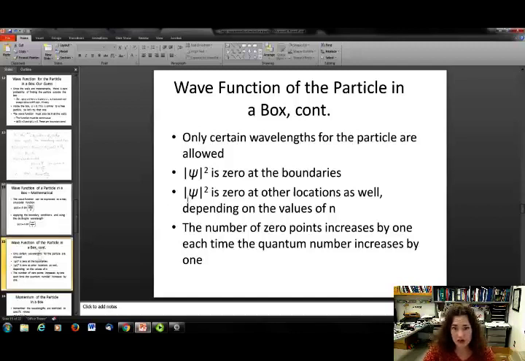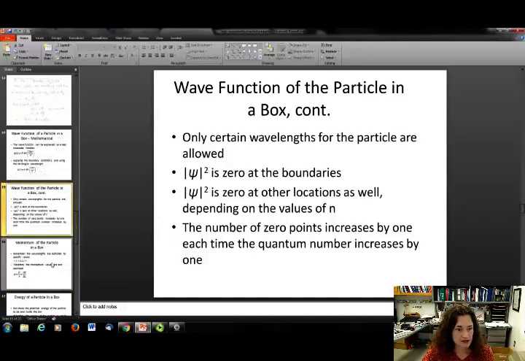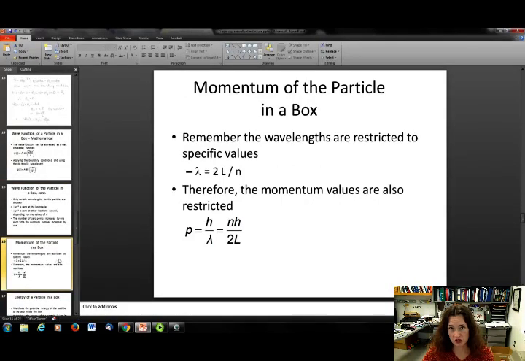We've shown here that our wave function, and therefore the absolute value of our wave function squared, is 0 at the boundaries, as it has to be continuous. But since it's a sinusoidal function, a sine function is going to go to 0 at other points inside the well, depending on the value of n. Okay? Now what we're going to show you when I show you the graph is how the number of 0 points changes as you go along. But before we get to that, let's talk about what the wavelength restrictions are.